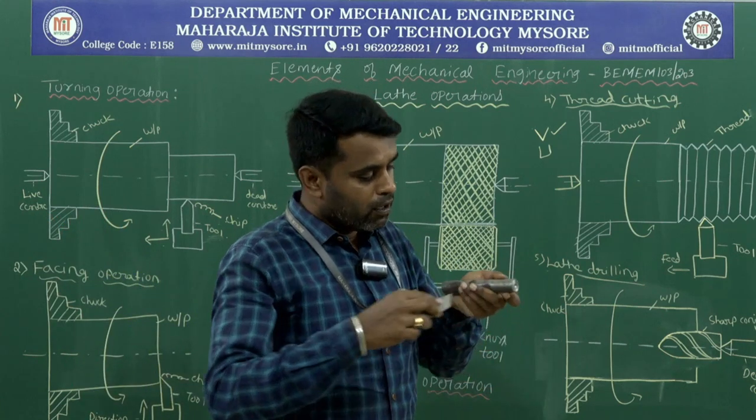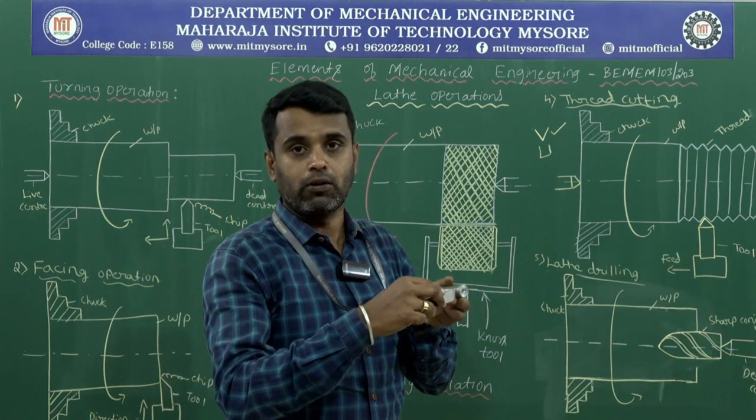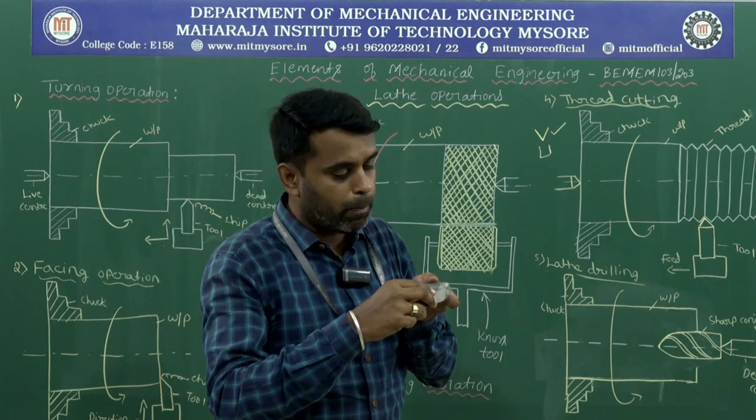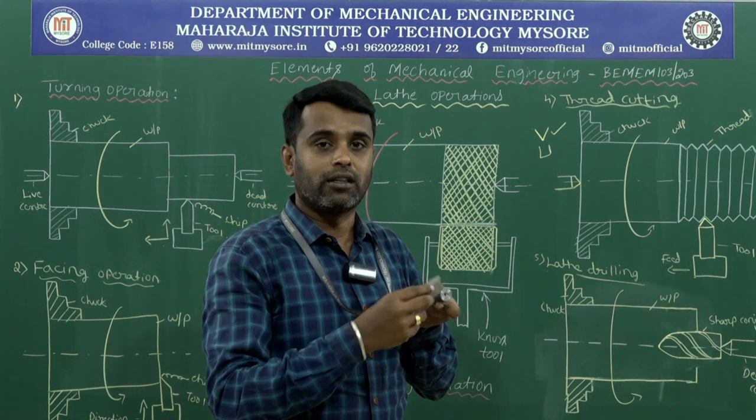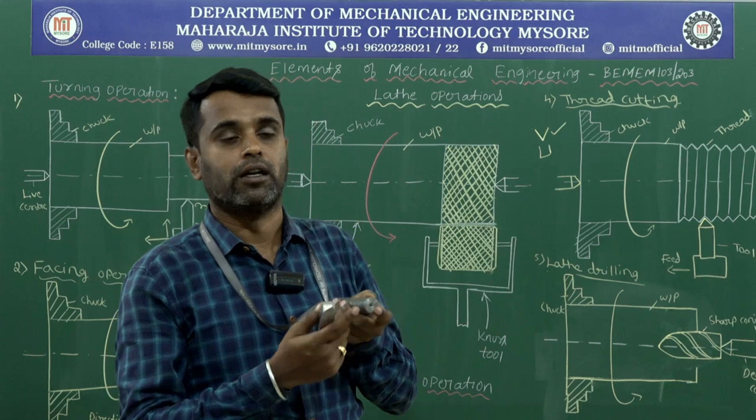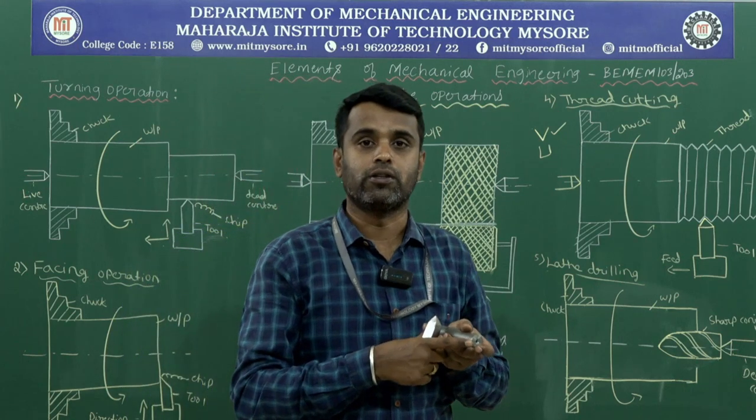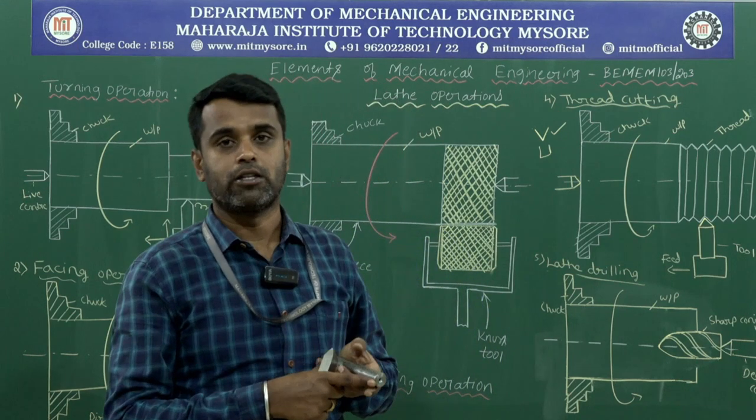In the facing operation, we are moving the cutting tool against the rotating workpiece material and moving perpendicular to the lathe axis. At that time, the flat surface will be generated. Okay, this process is used to reduce the length of the workpiece material.